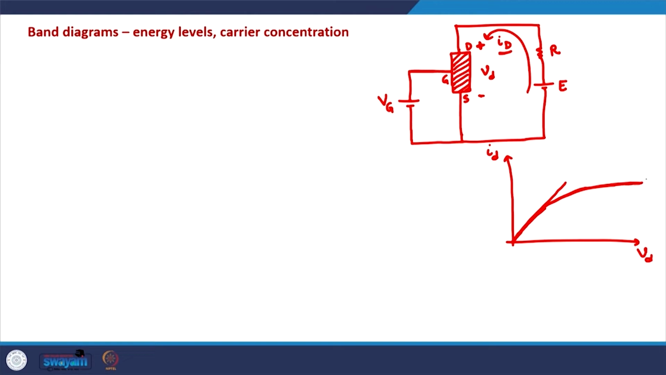It becomes almost saturated for higher drain voltages, and this is at a specific gate voltage. And if the gate voltage is changed, this is how it changes. So, let us say this is VG1, this is VG2, this is VG3, and these are various IV characteristics of the MOSFET. So, this is typically how the MOSFET characteristics look like.